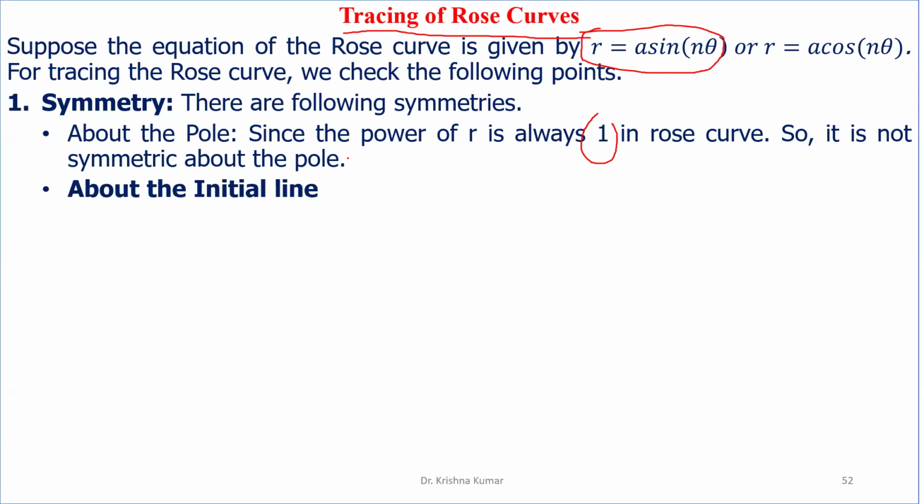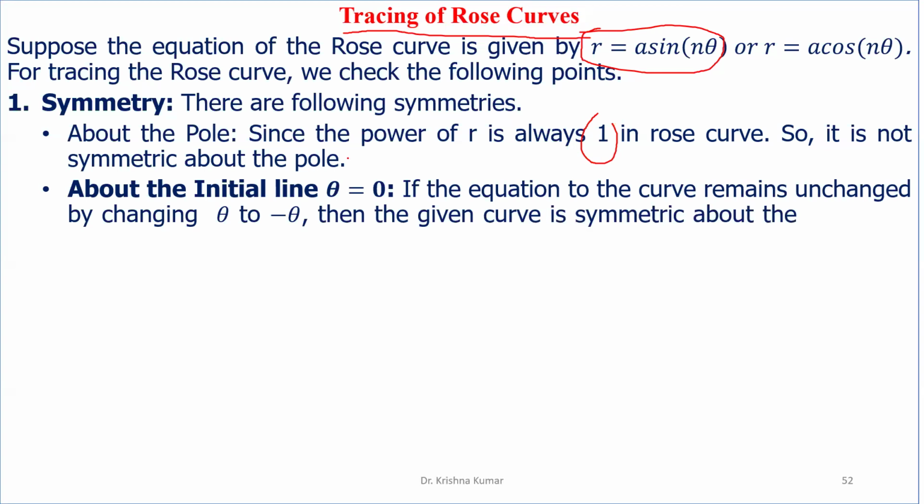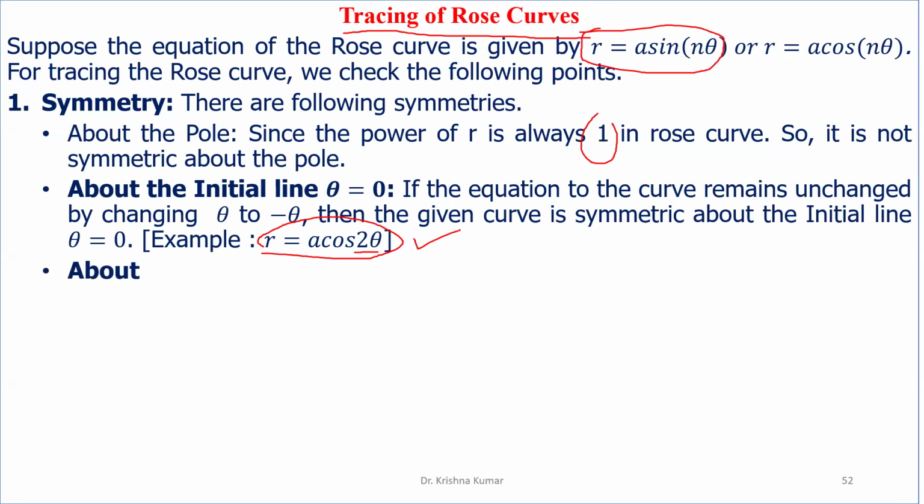Second point, about the initial line theta equal to 0. If the equation of the curve remains unchanged by changing theta to minus theta, then the given curve is symmetric about the initial line theta equal to 0. For example, if r equal to a cos 2 theta, here if we replace theta by minus theta, the equation of the curve will not change. Therefore, this curve is symmetric about the initial line theta equal to 0.